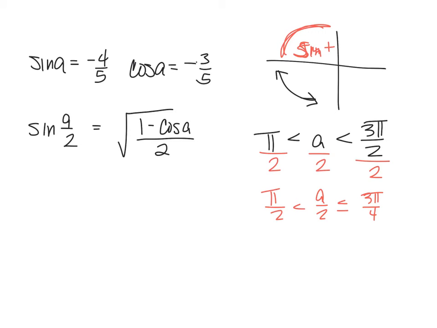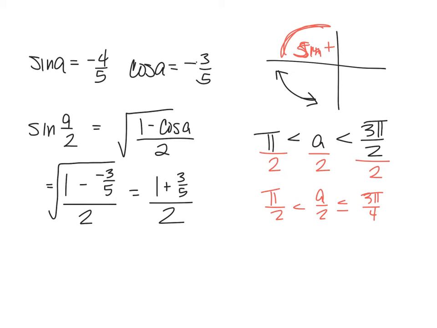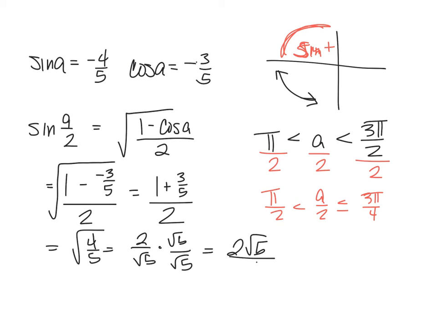Okay, so let's go ahead. I'm going to do the square root of 1 minus cosine A all over 2. 1 plus 3/5 over 2. Hold on, please. 1 plus 3/5 divided by 2. Change it into a fraction. 4/5. Square root of 4/5 is 2 over root 5. Rationalize it. 2 root 5 over 5. Woo woo. Well done. Nice work.